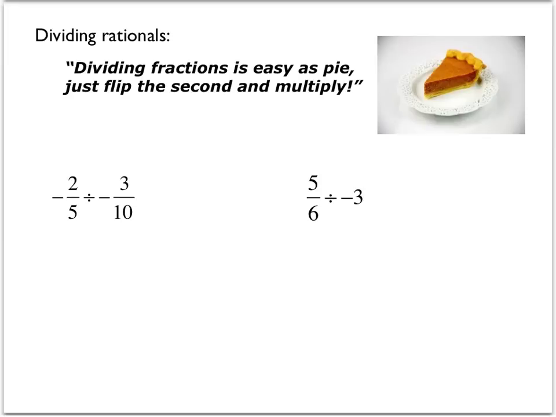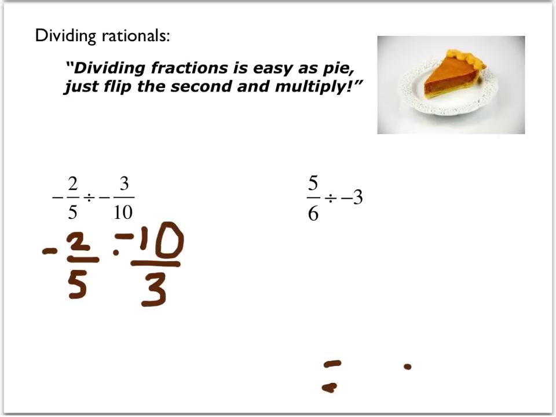All right, now what about dividing rationals? Well, dividing is kind of tricky, although as you can see by this little quote, it's easy as pie. Dividing fractions is easy as pie, just flip the second and multiply. It's supposed to rhyme kind of, I guess. And if you remember that, that is the process we use when we divide fractions. So for instance, my first one here, remember the first fraction stays the same all the time. So that's going to stay as negative 2/5 times, now here's where I'm going to do the flipping. Remember the fancy mathematical name for that is the reciprocal. And so here it is.